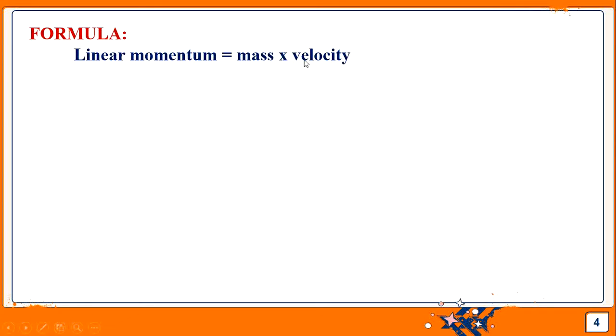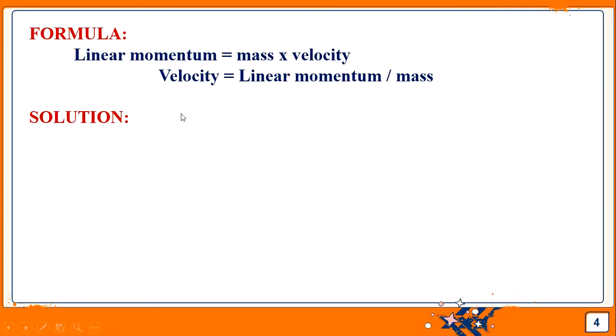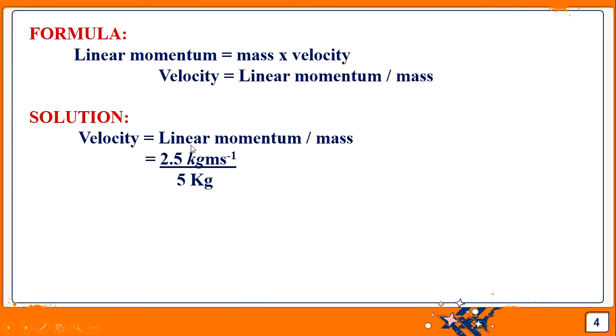The formula to find out the velocity of a moving body is linear momentum equals mass into velocity. From this we have to find out velocity. So, velocity is equal to linear momentum by mass. Solution for this problem: velocity equals linear momentum by mass. The value for linear momentum is 2.5 kg ms^-1 and for mass is 5 kg. Here kg and kg get cancelled. So, the remaining term is 2.5 by 5 ms^-1.